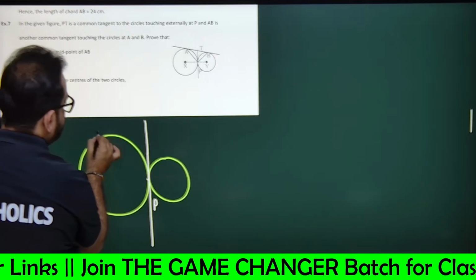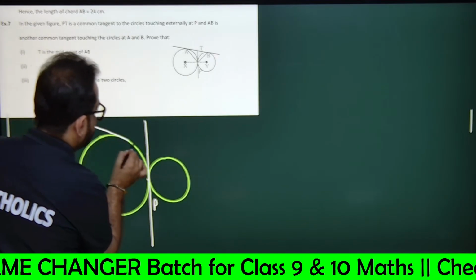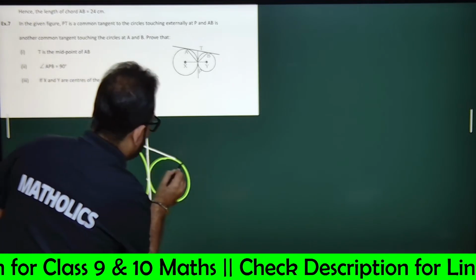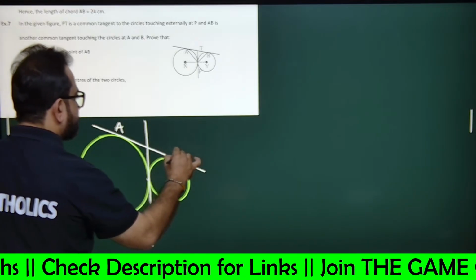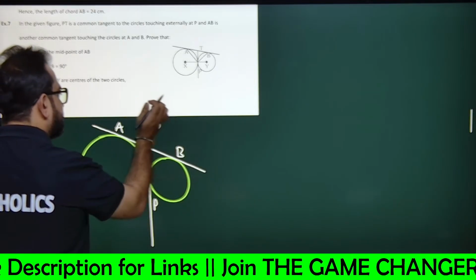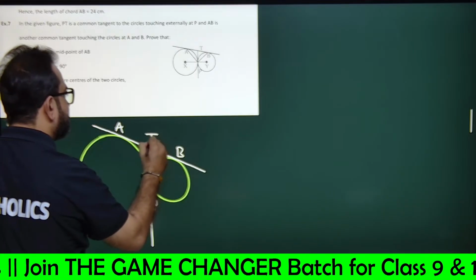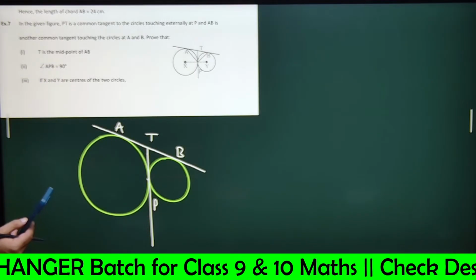See, if this is the tangent, right, this is a tangent. This point is A, this point is B, and this intersection point is T, right? Can you see the figure properly? Everyone can see the figure properly?